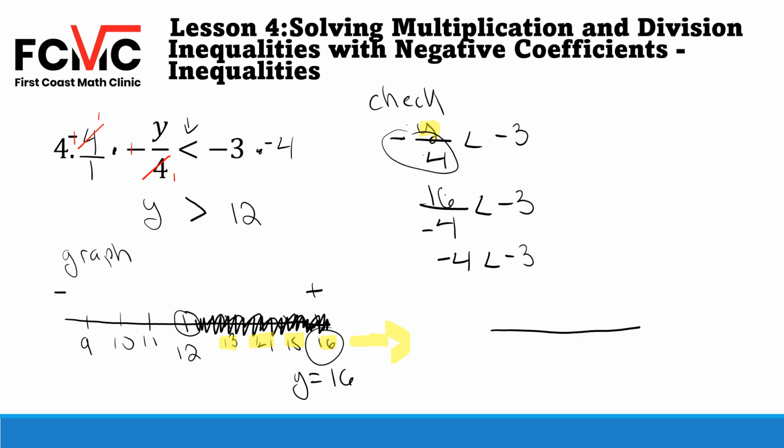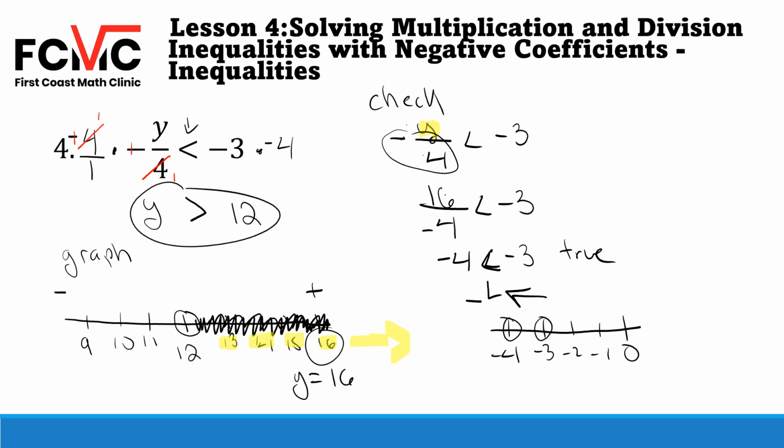If we would graph this out, 0, our negative values to the left. The further left we go, the smaller our values get. Negative 4 is further left than negative 3, so this is true. Negative 4 is less than negative 3, so our solution, y is greater than 12, checks.